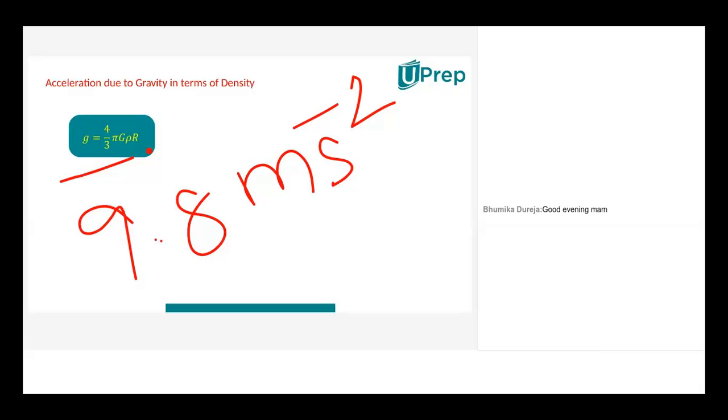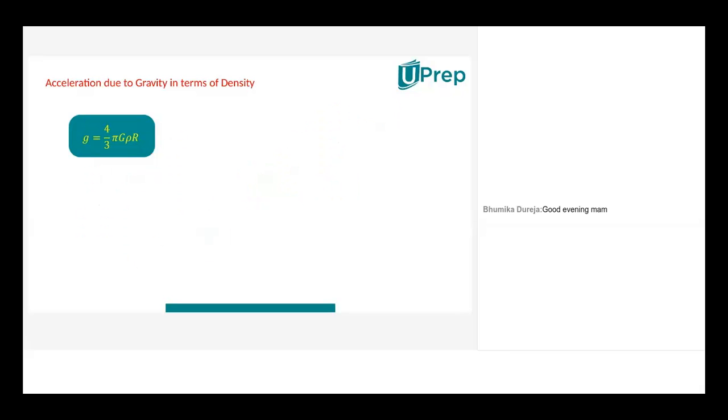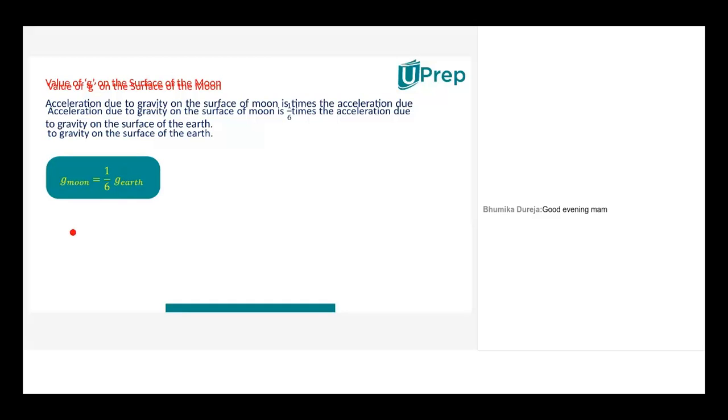And the expression which you are seeing here is the acceleration due to gravity in terms of density. When mass is not given, you can use density and radius of the planet and can calculate this acceleration due to gravity on that particular planet. And this is the relation between acceleration due to gravity on the moon with respect to the earth. You can see from the expression given here, acceleration due to gravity on the moon is 1/6 of acceleration due to gravity on the earth.